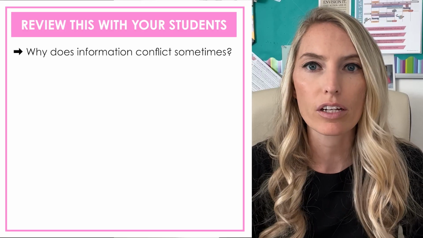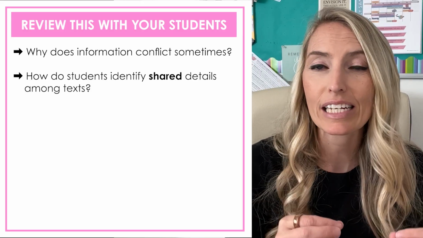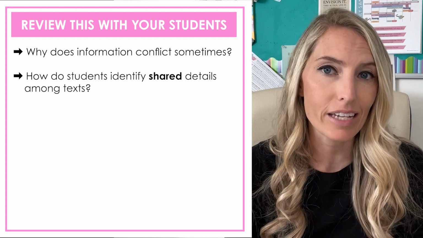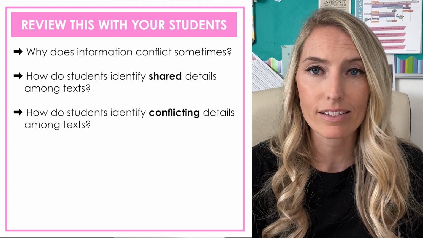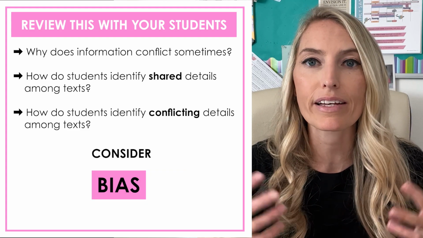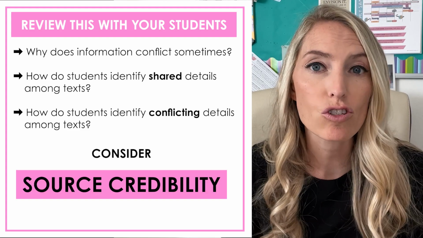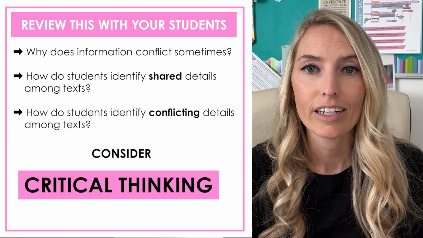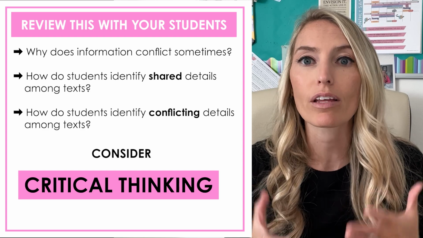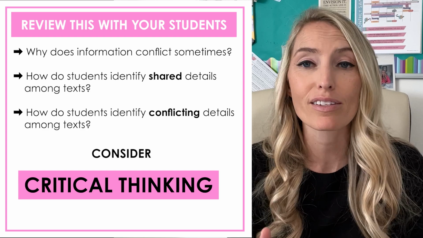Why does information conflict sometimes? Have students identify shared details among texts. Have students identify conflicting details among texts. Consider perspective, bias, agenda. Evaluate source credibility. Cross-reference information. And ultimately, use their critical thinking. And that is a lot.